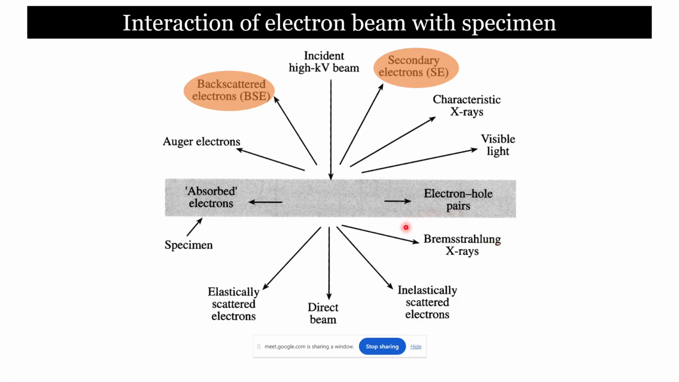There will also be the emission of Bremsstrahlung X-rays, visible light, characteristic X-rays, and Auger electrons. Mainly we will study the backscattered electrons and the secondary electrons. Last time we discussed what the backscattered electrons signify and what the secondary electrons signify. What information will they give about the specimen?